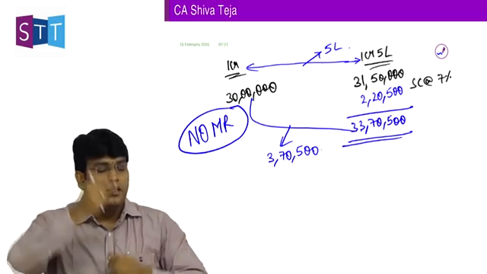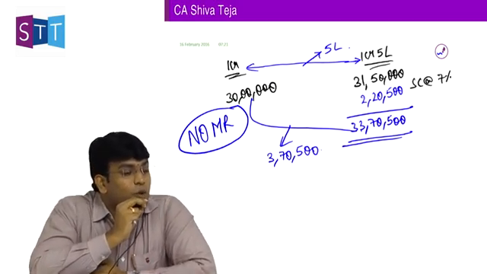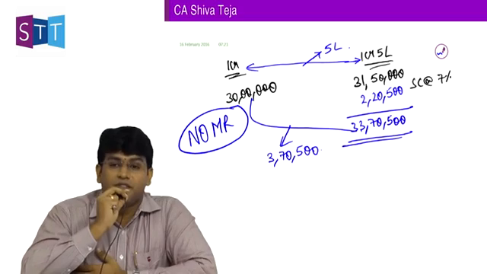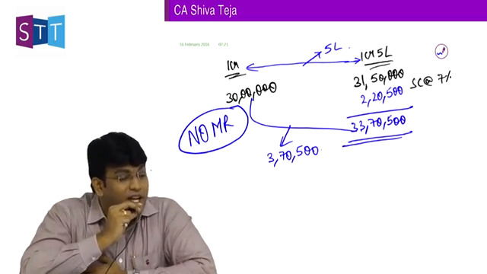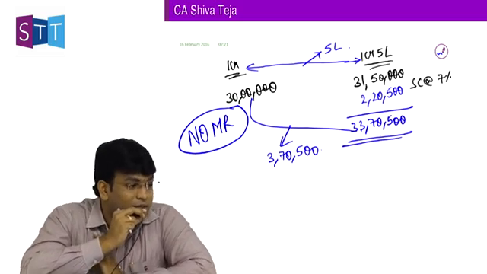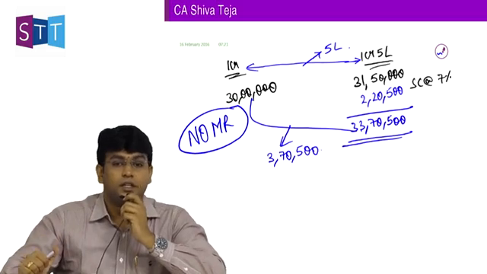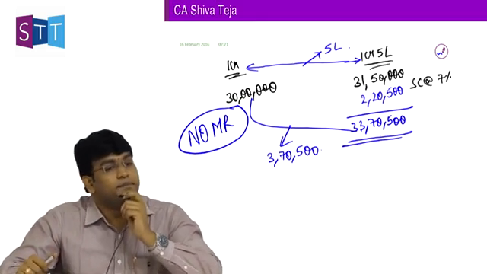So marginal relief is a case where, when extra tax is more than extra income because of surcharge, government is giving a benefit where extra tax minus extra income is allowed as marginal relief. That's all. Clear?